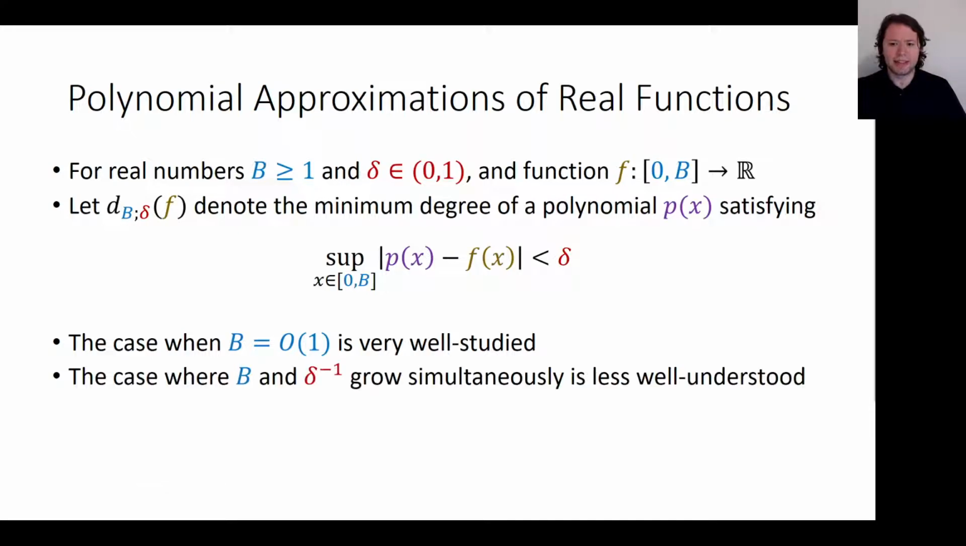But on the other hand, the case when b and 1 over delta are simultaneously growing is a lot less well understood. But interestingly, this is a case that arises a lot in computer science applications. As you can imagine, in algorithmic applications, often both the magnitude of the input to the function and the tolerance for error can scale with the input size to the problem. So you really need to be dealing with both of them simultaneously growing.